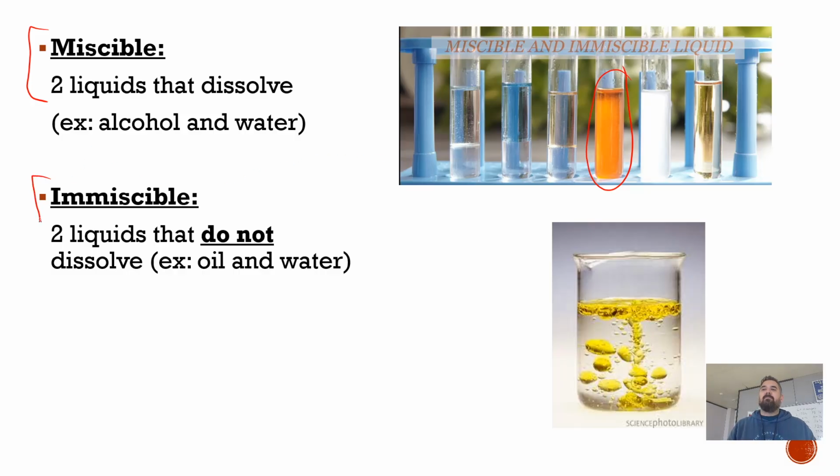Then you have examples that are immiscible. Immiscible is going to be things like water and oil. When you mix water and oil, you get something that looks like this. And if you shake it up, you get beads of oil. However, you let it sit and they're just going to separate again. So miscible is when they can dissolve into each other. Immiscible, they cannot dissolve into each other.